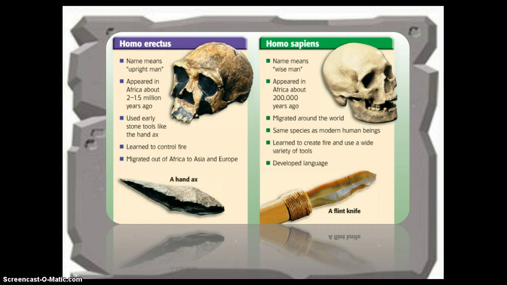They appeared in Africa about 200,000 years ago, and they're the same species as what we are now, the modern human being. Also, they migrated around the world after being in Asia and Europe, and the nickname of the Homo sapiens is wise man.